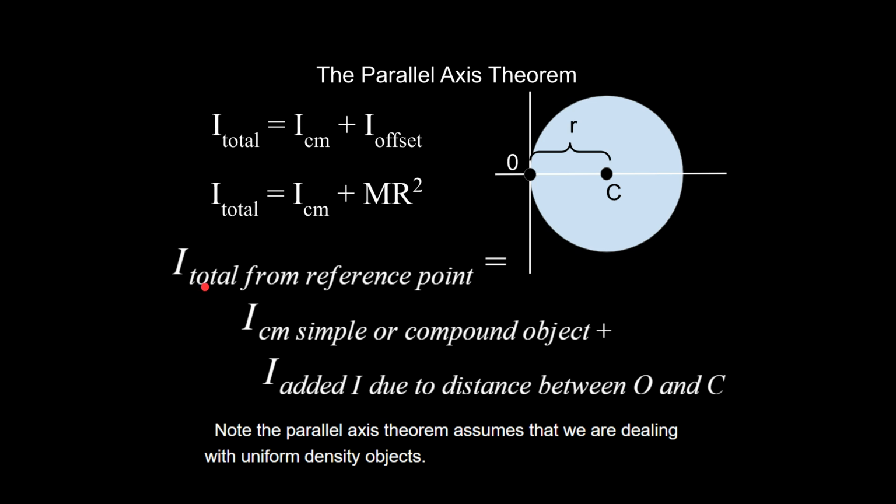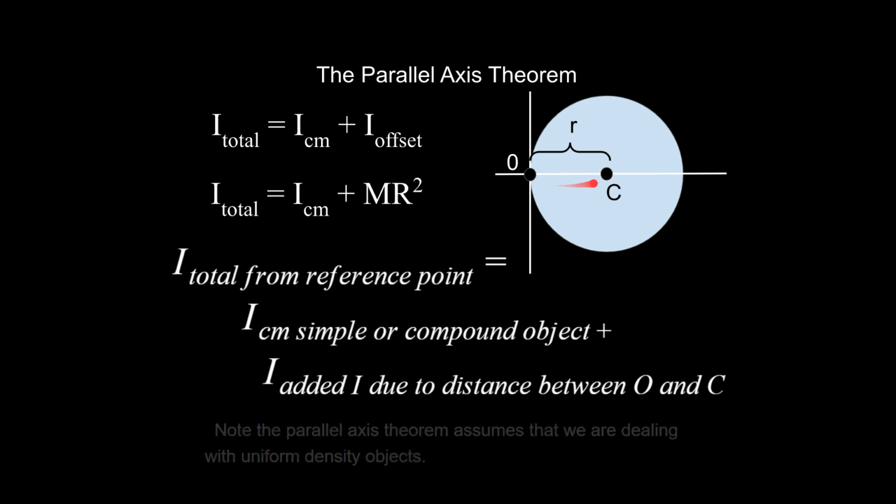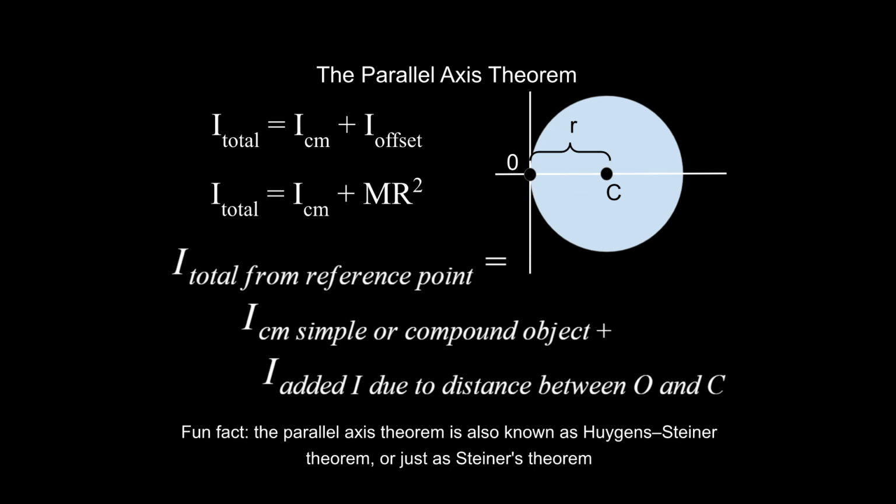So looking at this another way, we could say our total moment of inertia from some reference point is equal to the moment of inertia for the center of mass for the simple or compound object, plus the additional moment of inertia due to the distance between what I'm labeling as your 0 point and the center of mass. So O and C, or 0 and C over here. And the parallel axis theorem does have different names. Sometimes it's called Steiner's theorem, for instance.